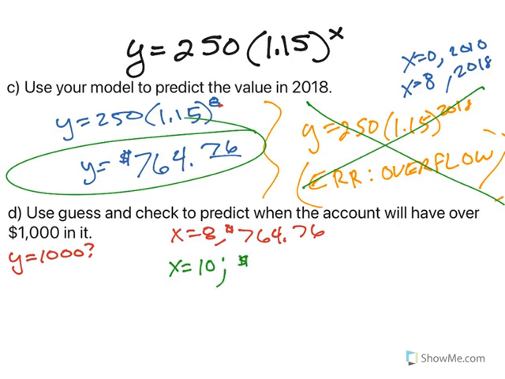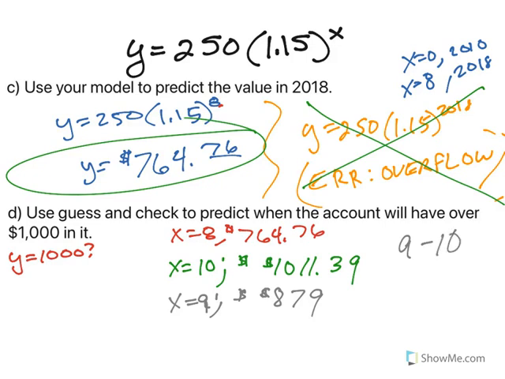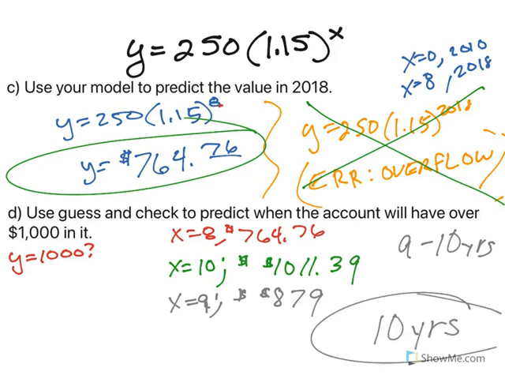When I type in 10 into the exponent and simplify, I get 1,011.39. Okay, that's good. That's above. You want one below and one above so that you know. When I substitute in 9, I get 879. So 9 is too low, 10 is slightly too high. So we're looking at somewhere between 9 and 10 years. If they want an actual, like, when will you have over 1,000? It would be 10 years.